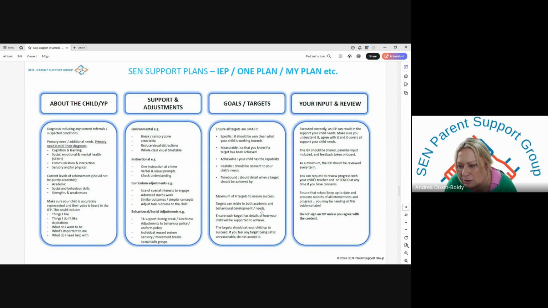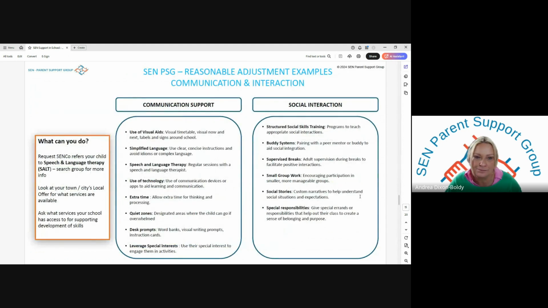Ensure the school keep up to date with all the accurate records of all the interventions and progress. You may need this later as evidence. Do not sign an IEP unless you agree with the content. There is no recourse if you sign or you don't sign. However, by signing, you are saying that you agree to what it is that they are doing.